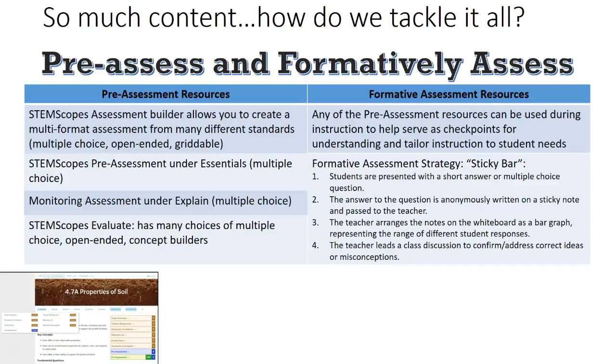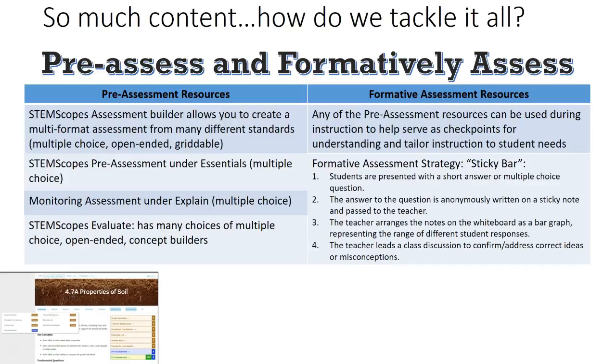I do have a strategy on here called Sticky Bar that has the step-by-step instructions on how to do that. This is a really great strategy to help your students once you've identified a concept that maybe they are a little fuzzy on, or they're not quite making the connection between maybe what you're doing in lab to maybe a multiple choice question. A sticky bar strategy is great. So let's take a look at what that might look like on the next slide.